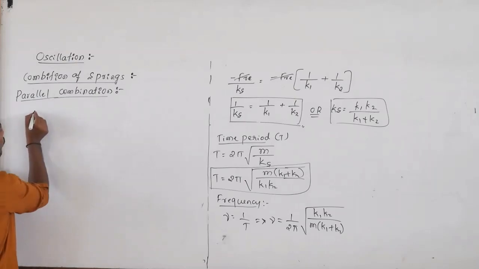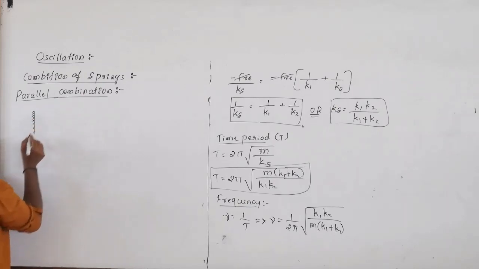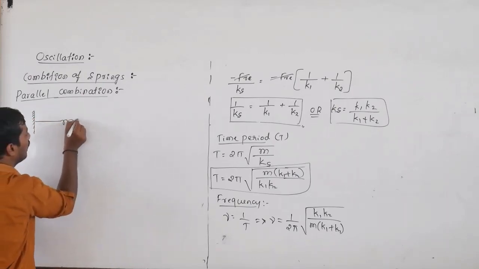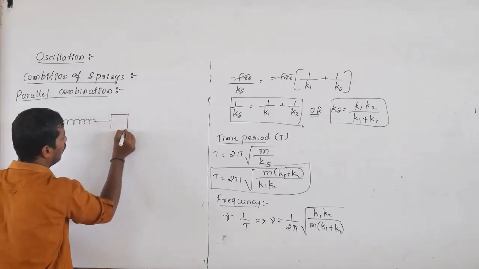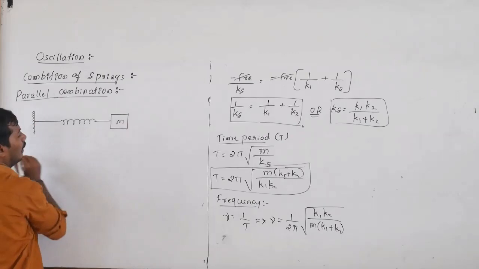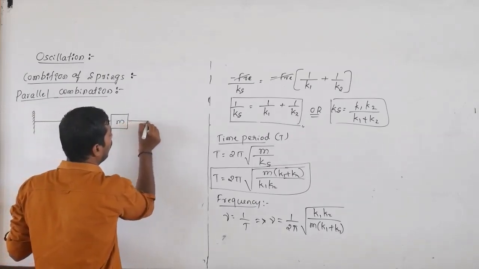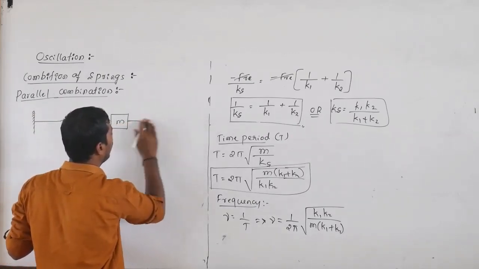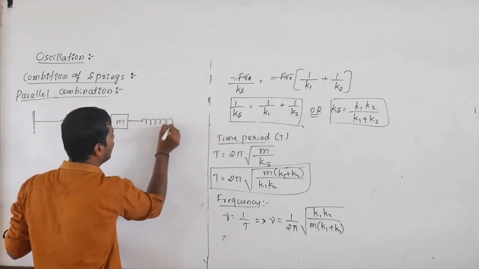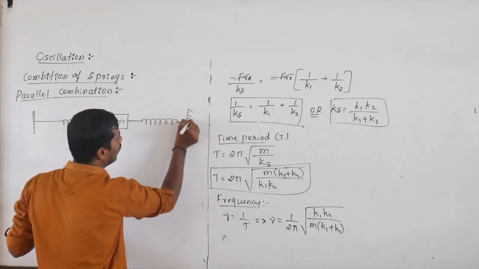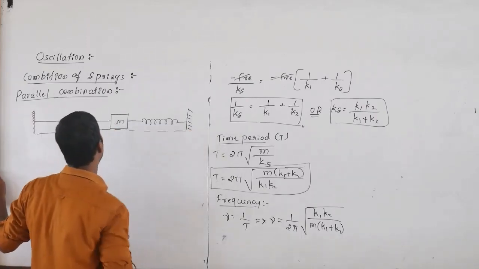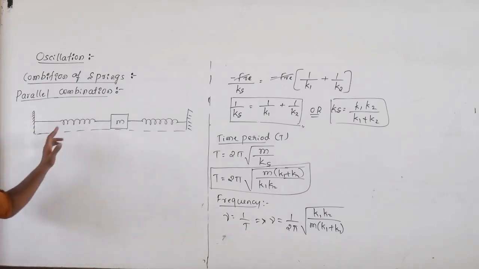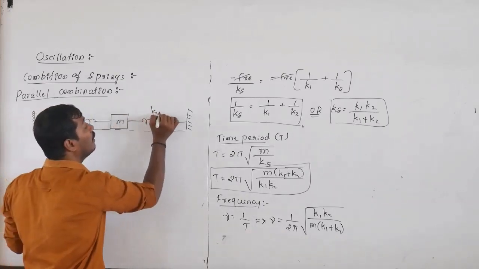Now, one is connected like this. One spring is connected to one body of mass m, and here the other spring is attached to another rigid support, and these are kept on a frictionless surface. Now these two springs are in parallel to each other.